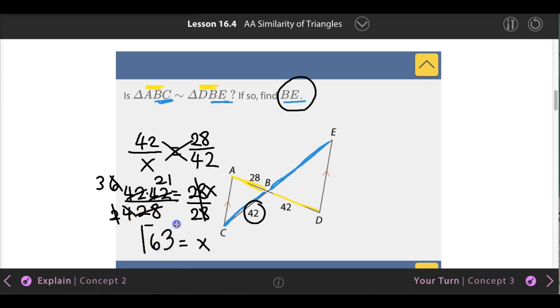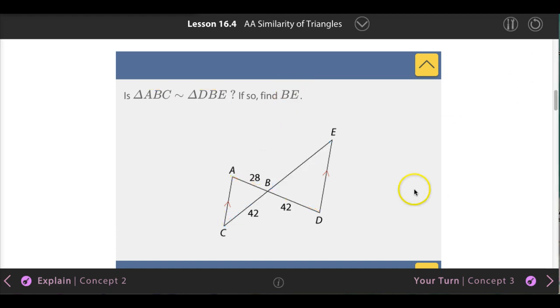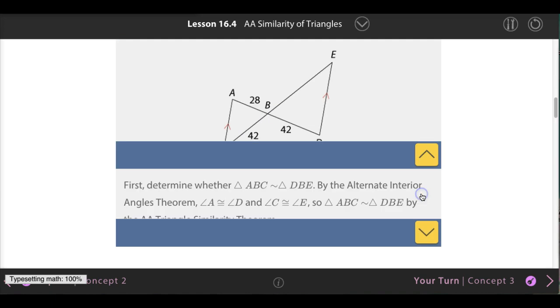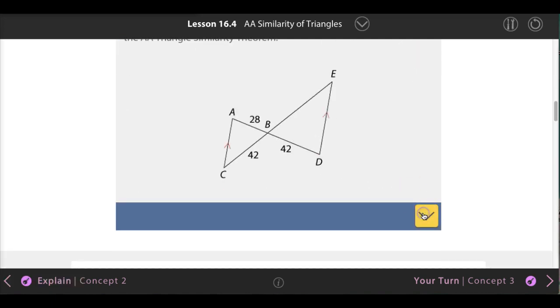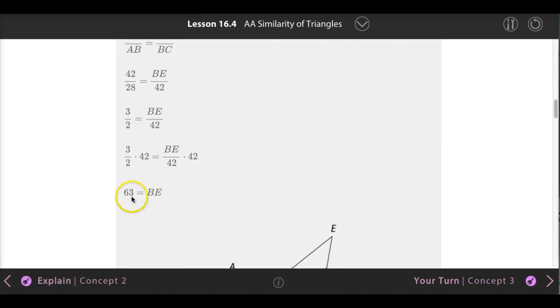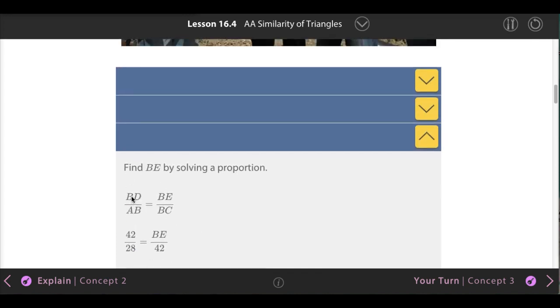And guys, I don't want you to get confused over this, because you can just go ahead and multiply 42 times 42 divided by 28, and you'll get 63 right away. But I just didn't want to use a calculator, so I did all these reduction stuff, okay? Don't get confused. So your answer is 63. So let's see if that is correct. Yeah, it is 63.